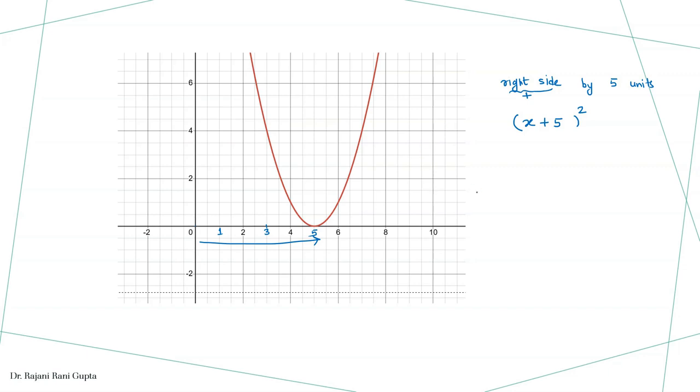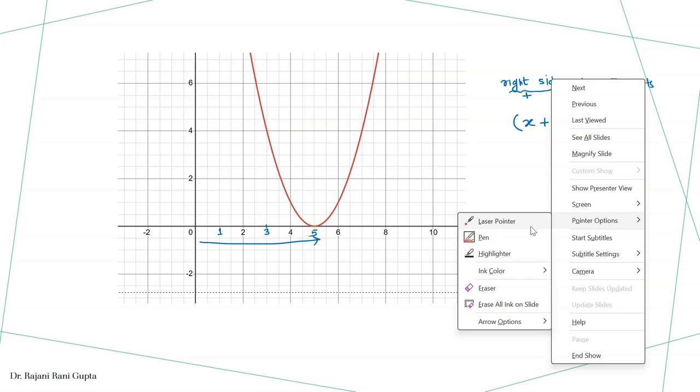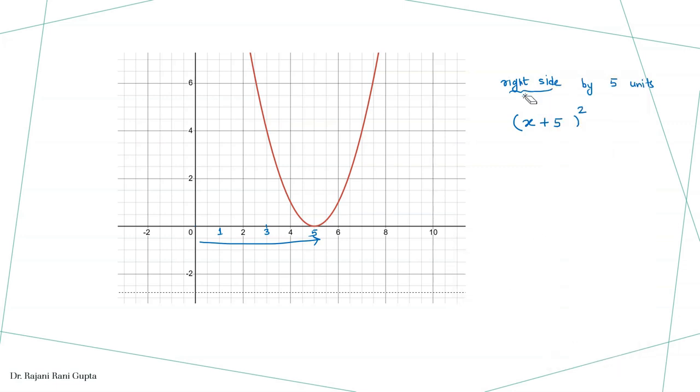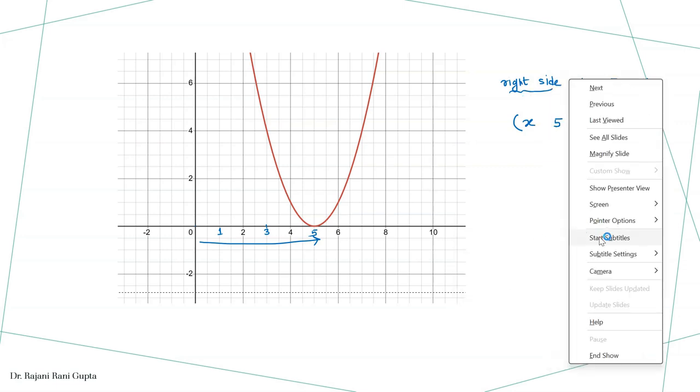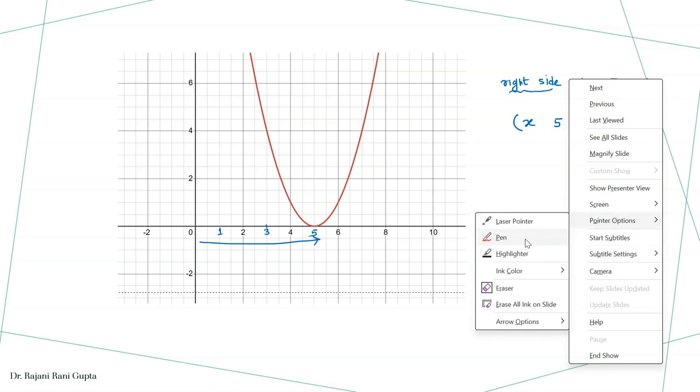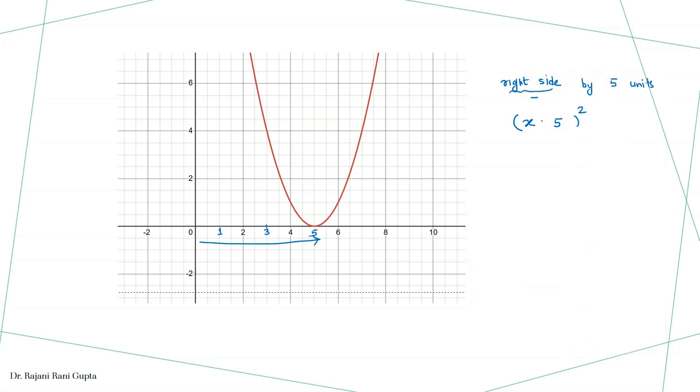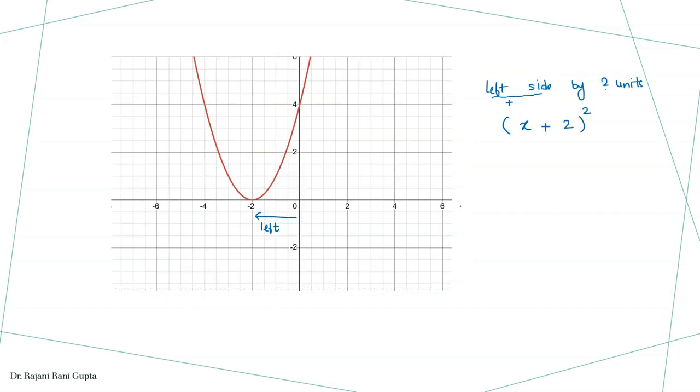Remember, if it is on the right side, it's plus or minus, yes? Correct me. Here it should be minus. Right side means minus, left side means plus. Okay, so right side means minus, x minus 5 power 2, left side means plus.